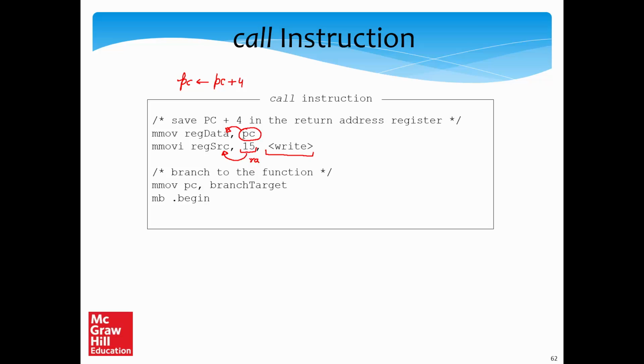Once we have done that, we can jump to the branch target. So we load the branch target in the PC, which is equivalent to a jump, and we move to the beginning of the preamble such that we can execute the next instruction.